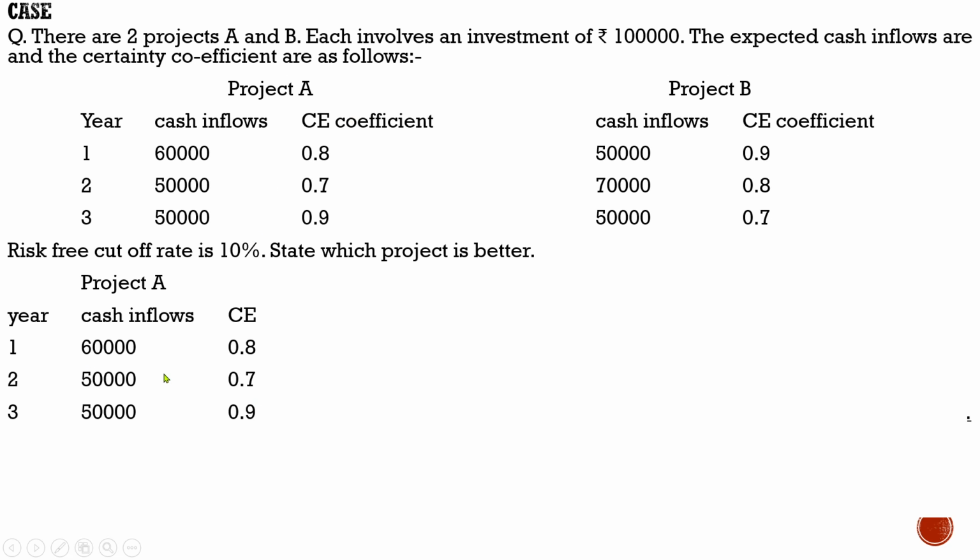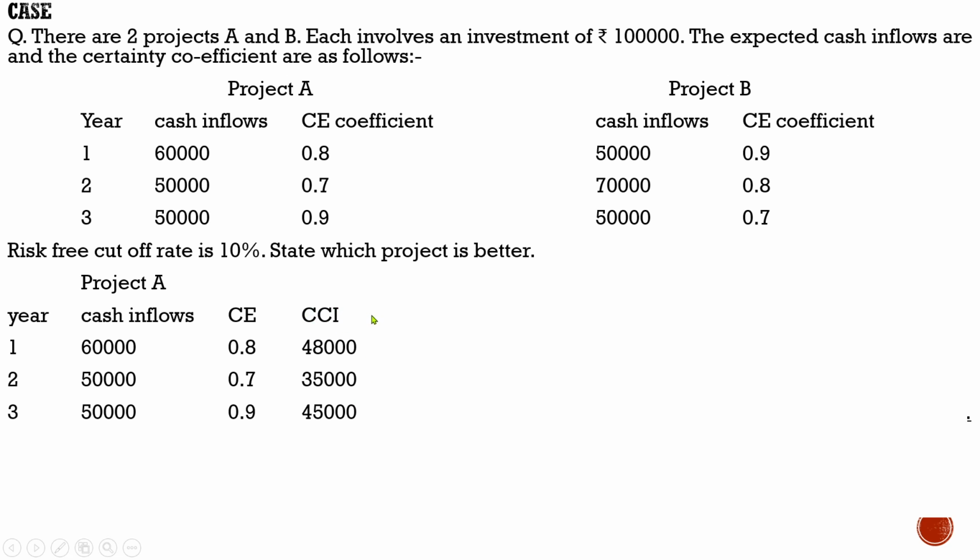The next is, out of 60,000 you need to identify the certain cash inflow. How much is the cash inflow that we are sure to earn? It's very easy, just multiply these two columns. 60,000 into 0.8 you will get 48,000. 50,000 into 0.7 you will get 35,000, and 50,000 into 0.9 you will get 45,000. So these are the certain cash inflows.